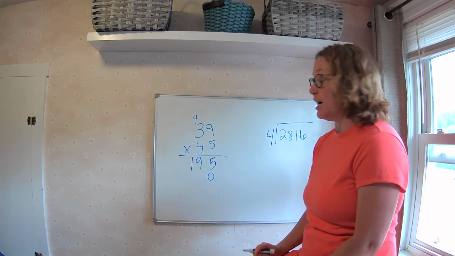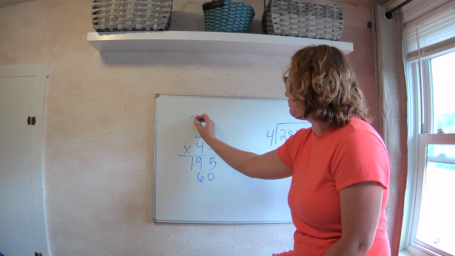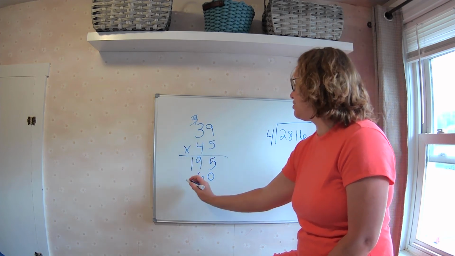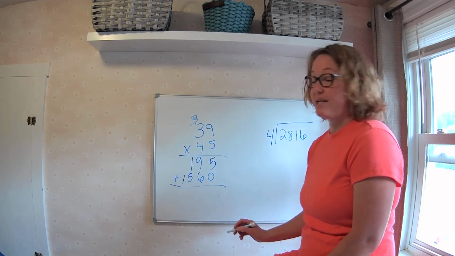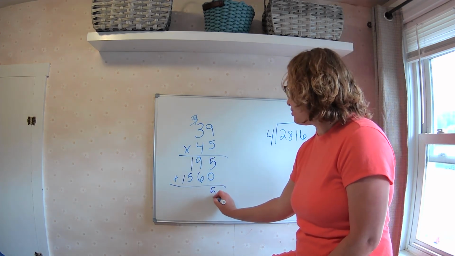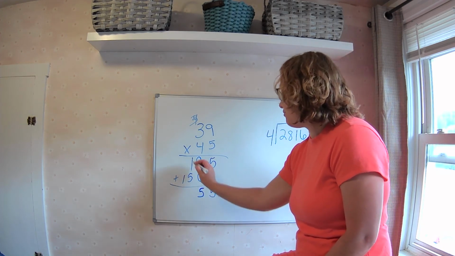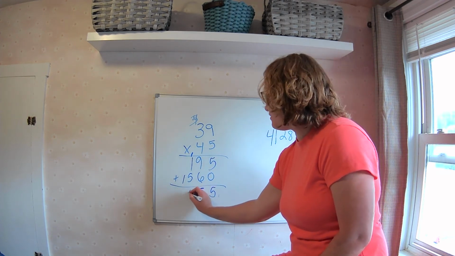Go to the next column. We have 4 times 9, which is 36. Then we have 4 times 3 is 12. 12 plus 3 gives me 15. I add my partial products together to get my final product. I have 5 plus 0, which is 5. 9 plus 6, which is 15. Put a 5, carry a 1. 1 plus 1 is 2, plus 5 is 7.